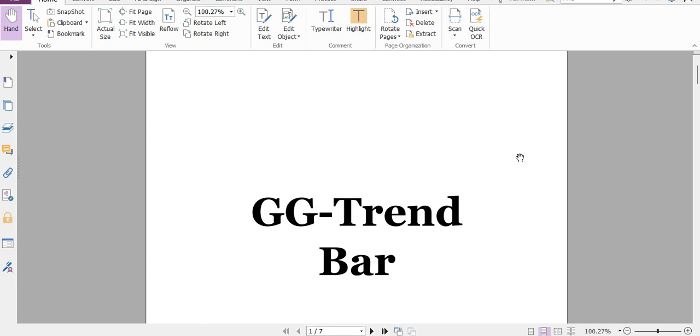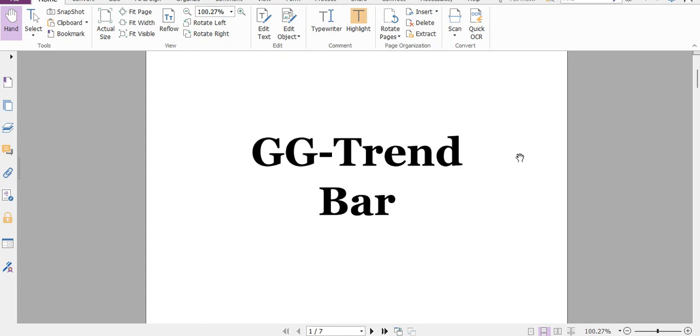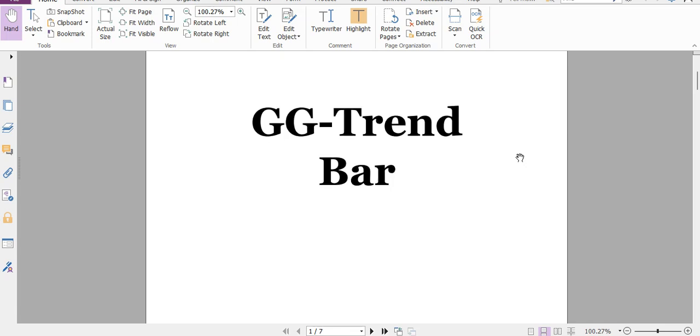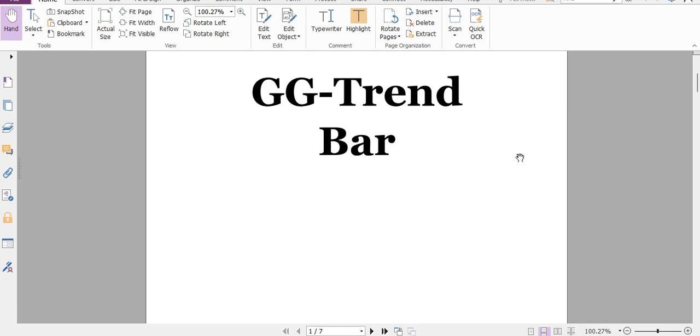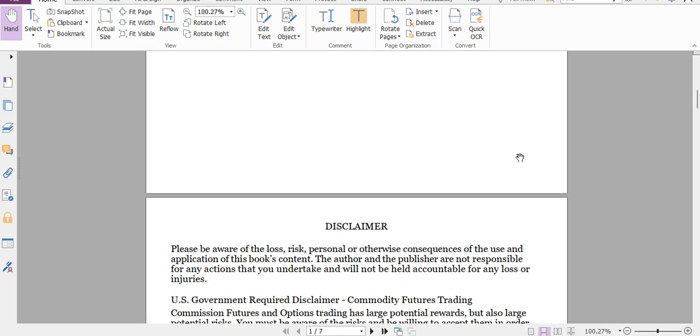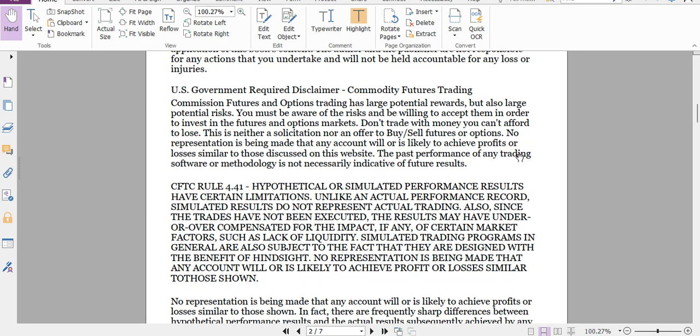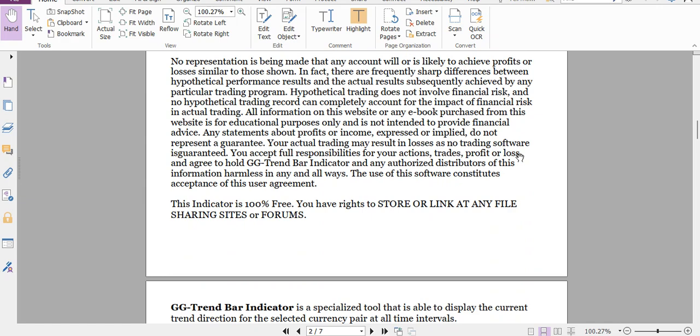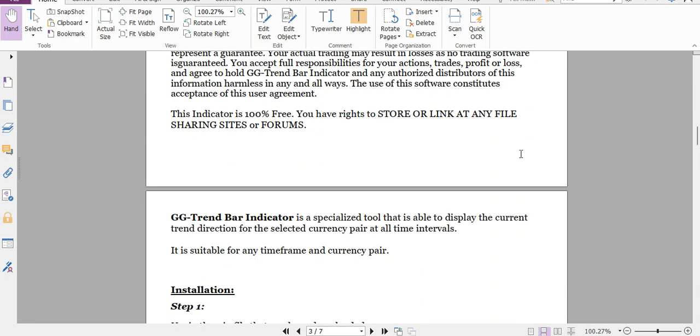Okay, today this indicator's name is GG Trend Bar. You can download this indicator from the address I will tell you, and I will put it in the description of this video: goldenrebate.com. You can download it free from there in the download part. I will describe this indicator a little, and how you can set it up in your MetaTrader 4. You can only use this in MetaTrader 4, not in MetaTrader 5.